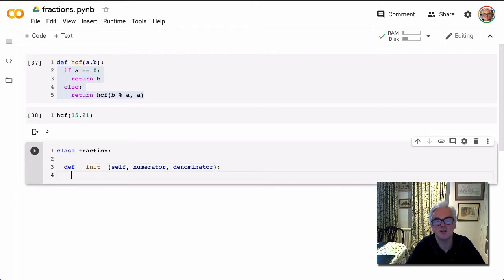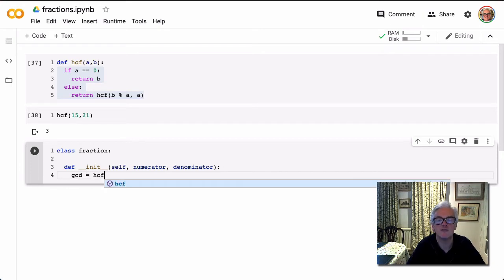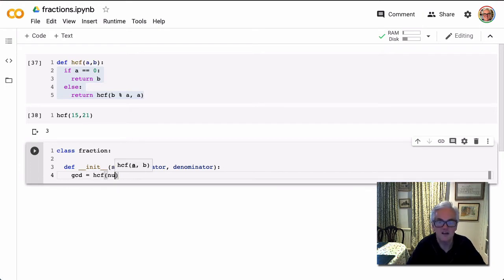Well, there are a number of things we're going to do. First thing we're going to work out is the greatest common divisor, the largest number that goes into both the numerator and the denominator. And that's why we've got a little helper function running already. So the highest common factor of the numerator and the denominator. Good. Okay, so that's going to be useful.